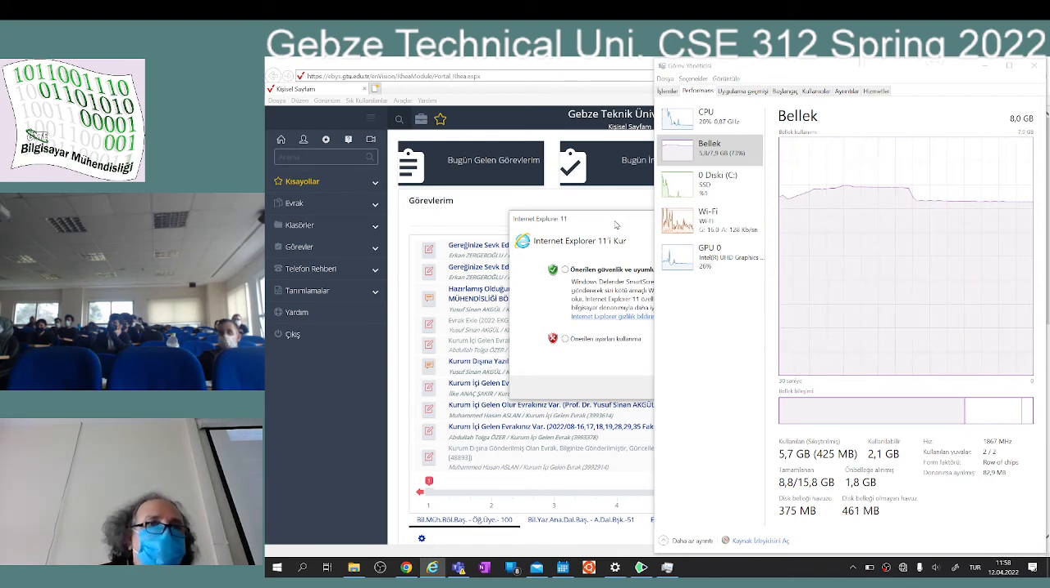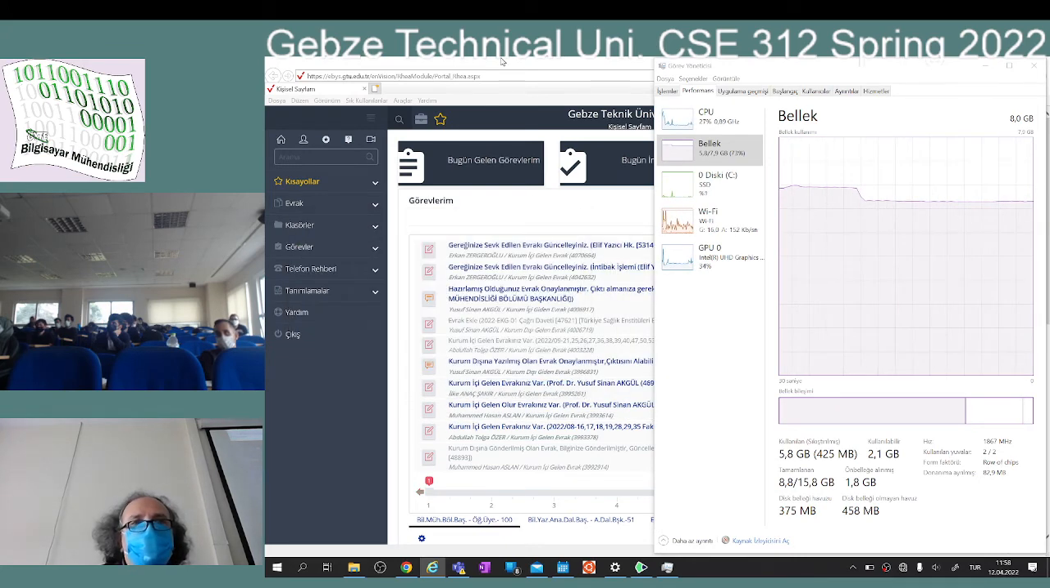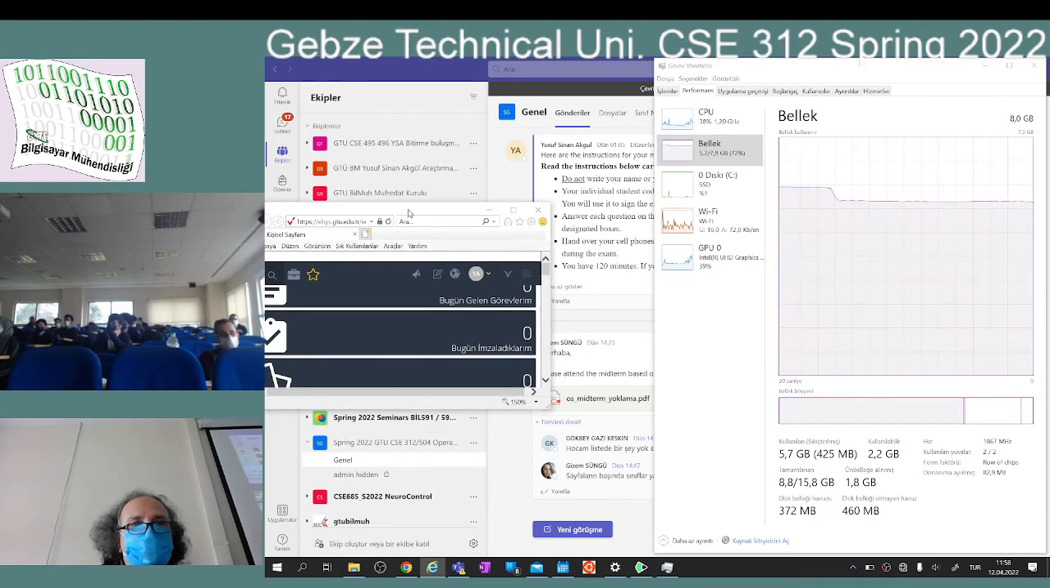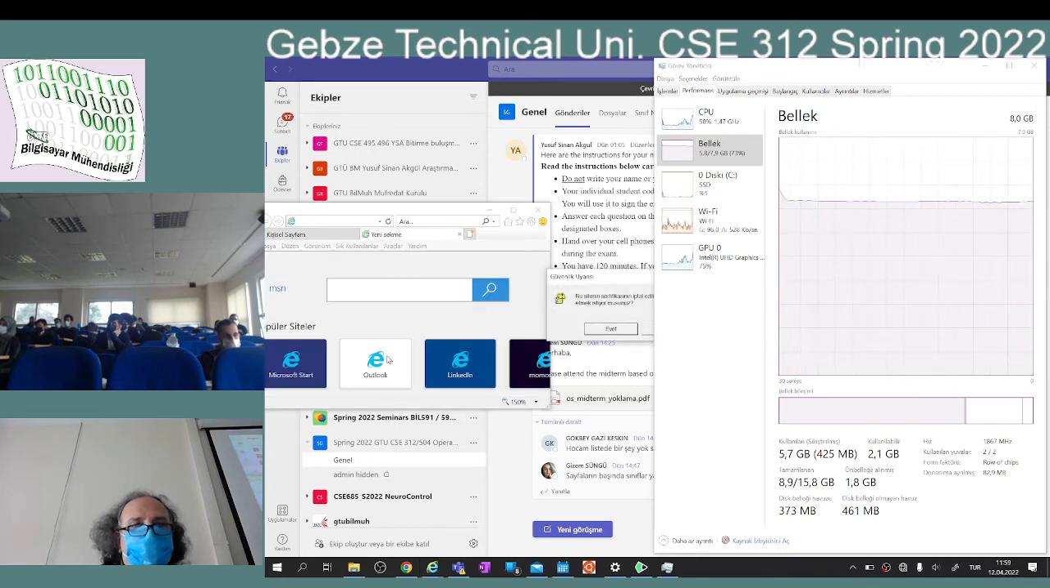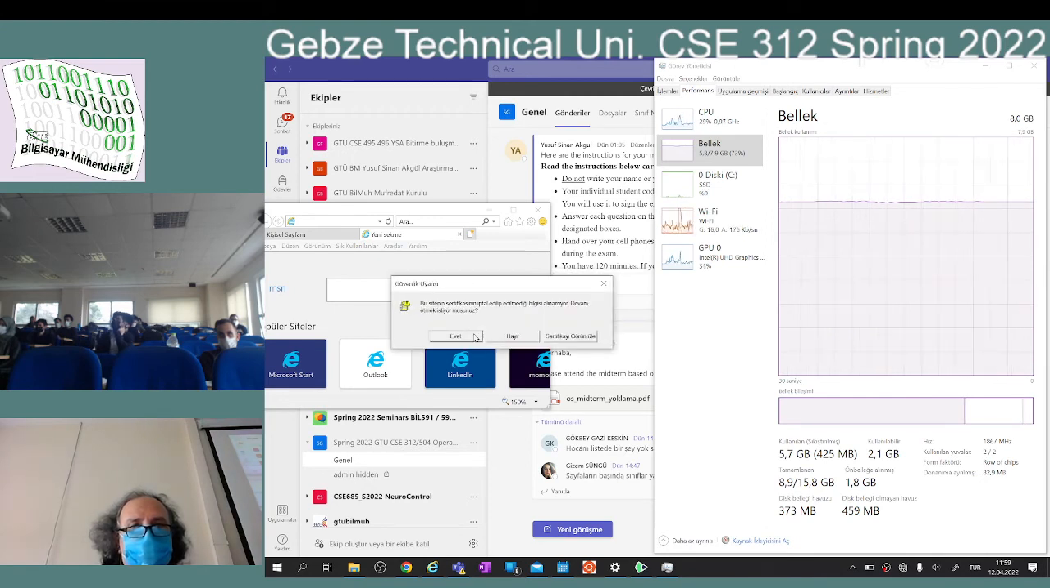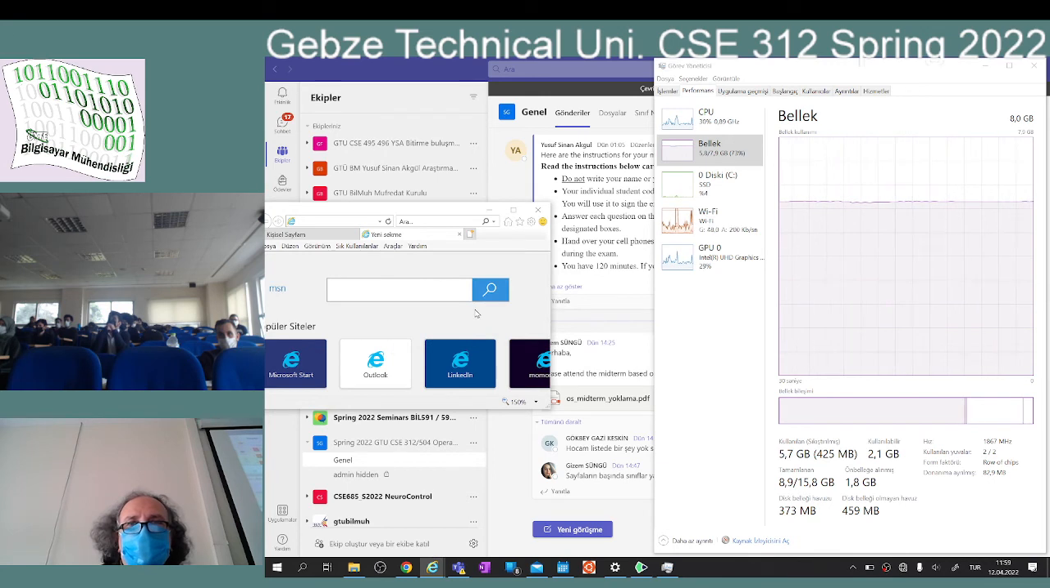So what's happening when this program needs pages? Let me try to load a new page now. Maybe. Good. I'm loading a new page, if I can. No. Oh, because I am not connected to the internet. That's why it is not doing anything.